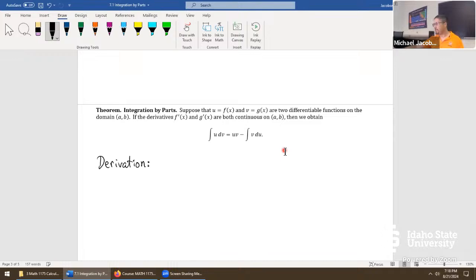I want to derive this formula right here, but to get started with that, in integration by parts, we often begin with this table. It'll be u equals f of x, and it's going to be a dv equals g prime of x dx, v equals g of x, and du equals f prime of x dx.